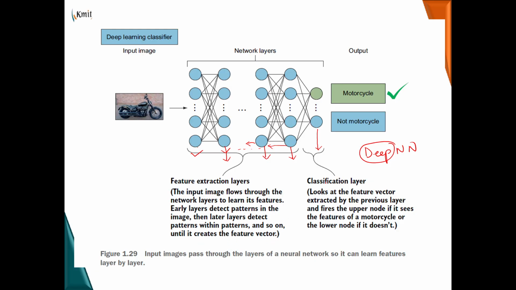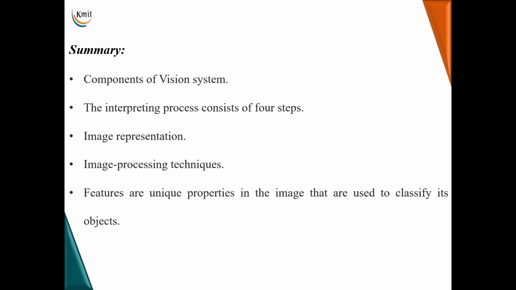And in the classification layer, it looks at the feature vector extracted by the previous layer, as I told, and fires the upper node if it sees the features of a motorcycle, or the lower node if it doesn't. This is the upper node if that feature matches with the motorcycle, and if that feature doesn't match with the motorcycle, then it will fire the lower node, which is not a motorcycle. So we are done with the first part of the first unit. Let us look at the summary of what we have done till now.